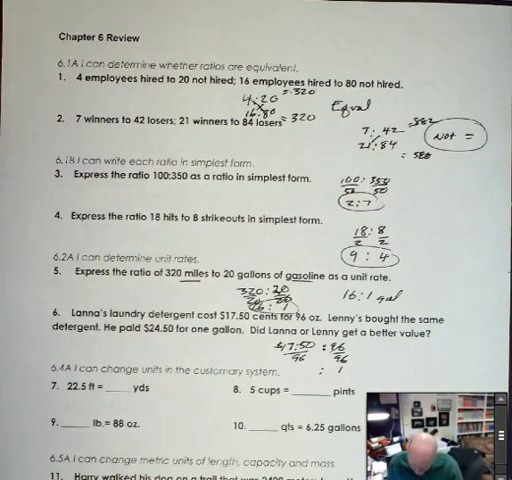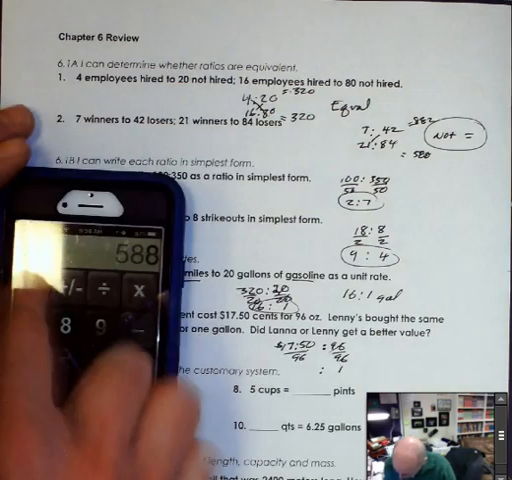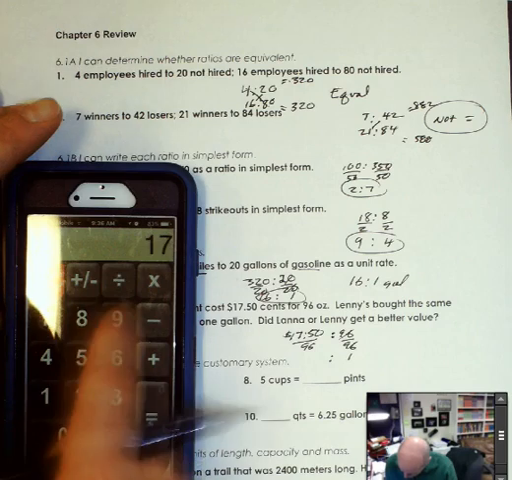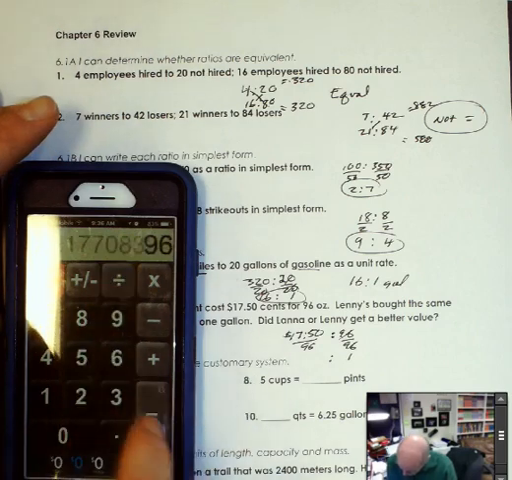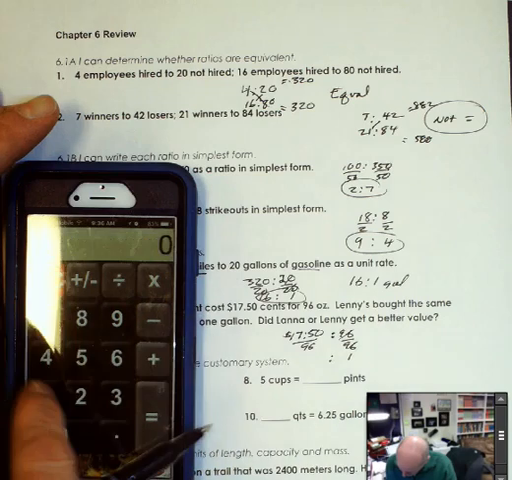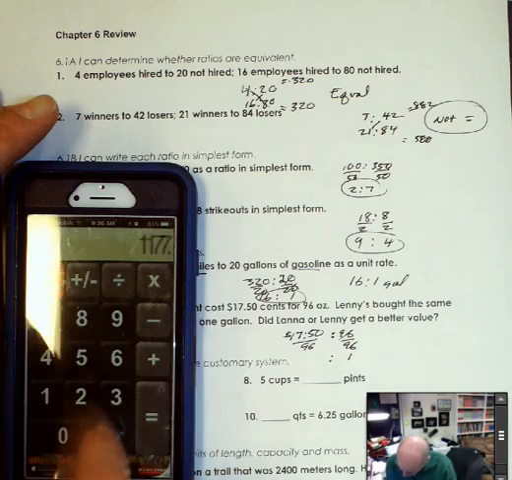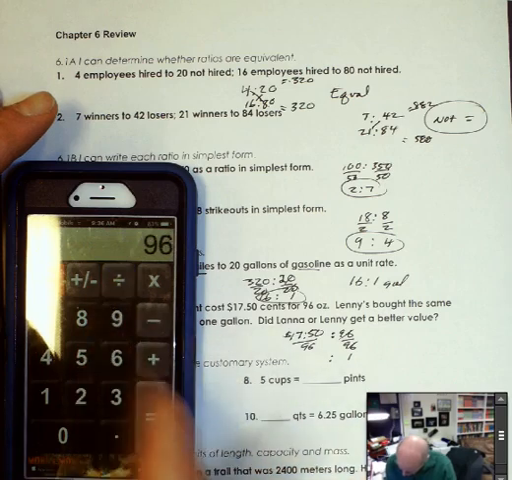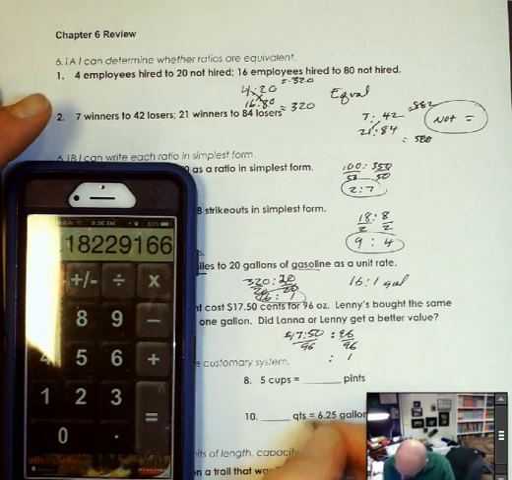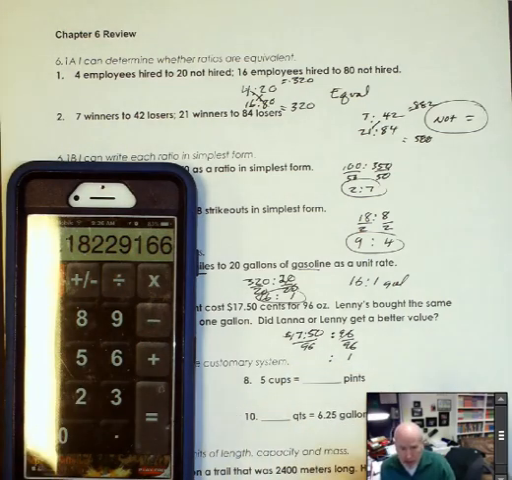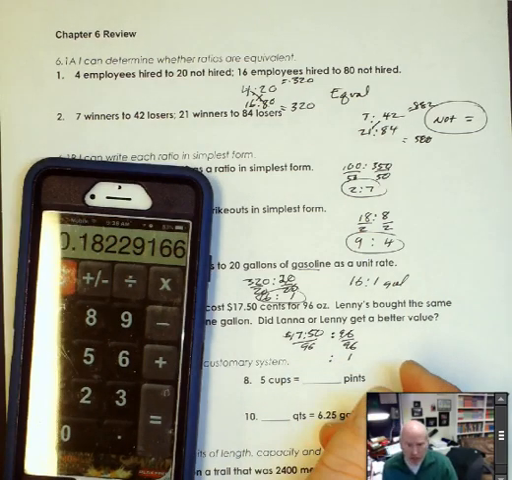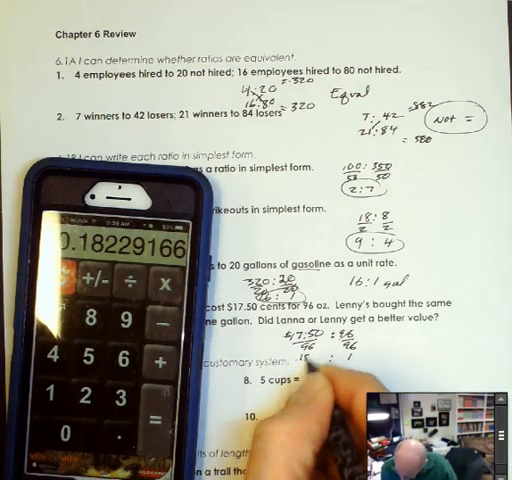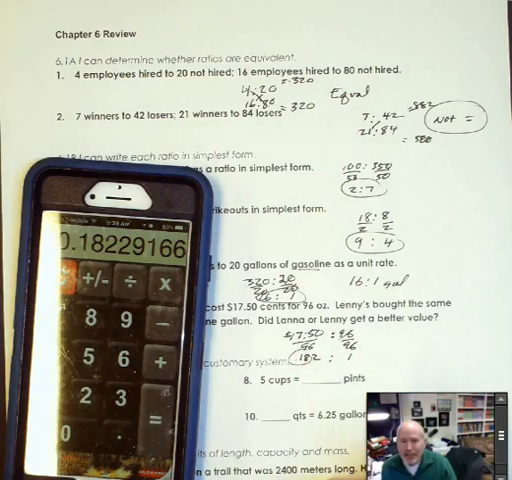So now we have to do 17.50 divided by 96. Let me get my calculator for that one. I've got to make sure you can see the calculator. 17.50 divided by 96 equals 0.182. That looks right. You can see I have a whole bunch of digits on there, but we're really looking at those first few. So it's 0.182, about 18 cents per ounce.